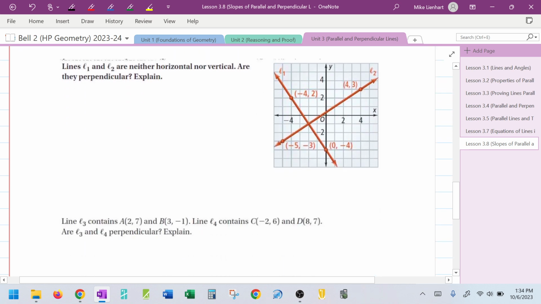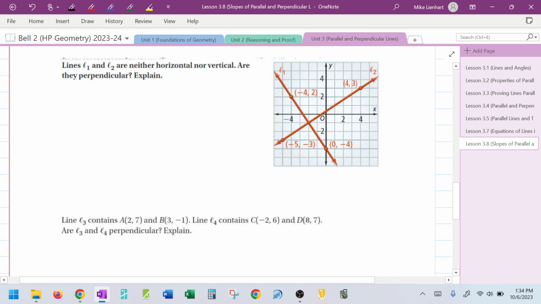All right, so let's take a look at this first one. L1 and L2, we have to find their slopes to determine if they are perpendicular. So the slope of L1, again, I'm going to count here. We're going to go down 1, 2, 3, 4, 5, 6, and 1, 2, 3, 4 to the right. So that was down 6, 4 to the right. And I'm going to simplify it to negative 3 over 2.